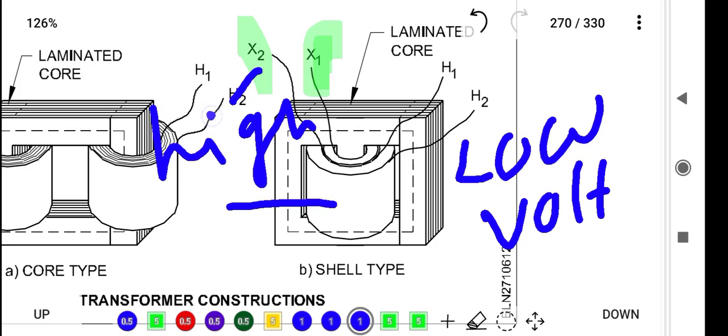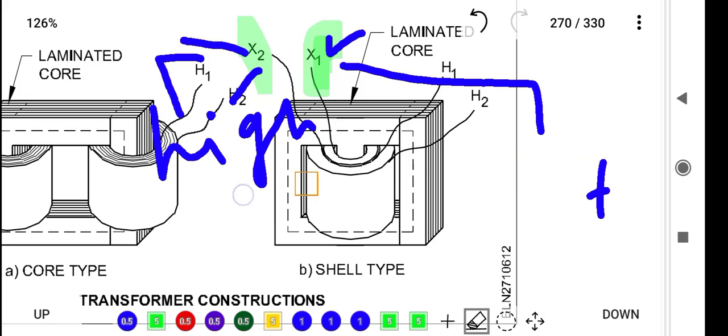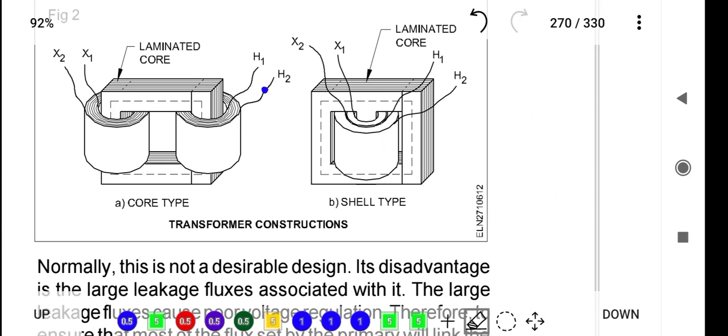This is very important. These two points are there. The higher voltage winding is wound on top of the lower voltage winding, where X1 means primary winding, low voltage, and X2 means secondary winding, high voltage. Friends, I hope you understand this point: what is core type construction and what is shell type construction.